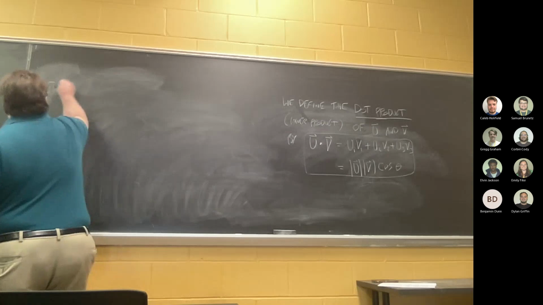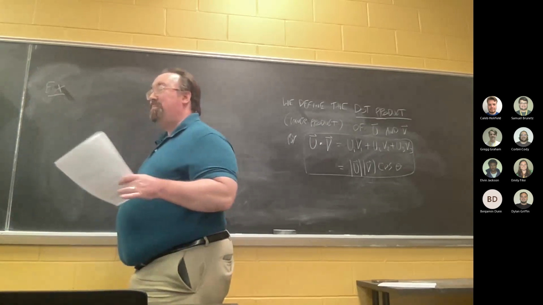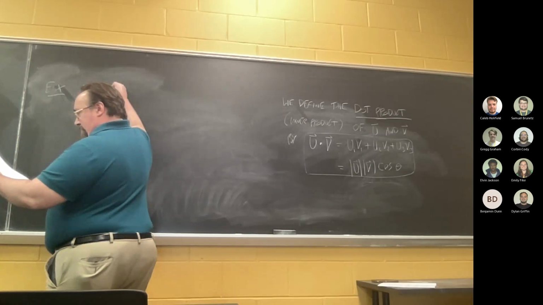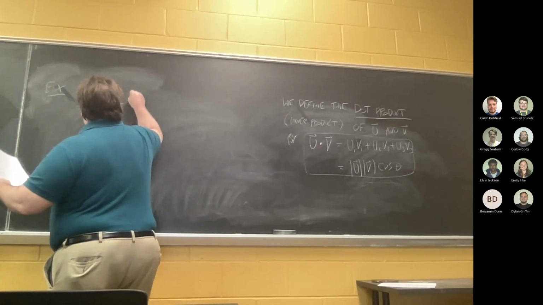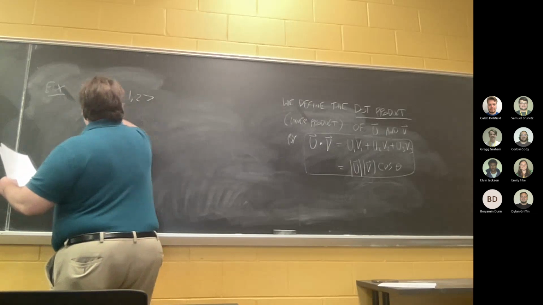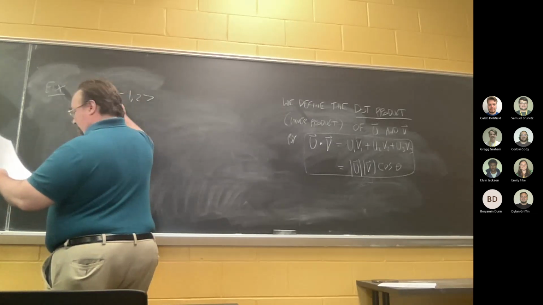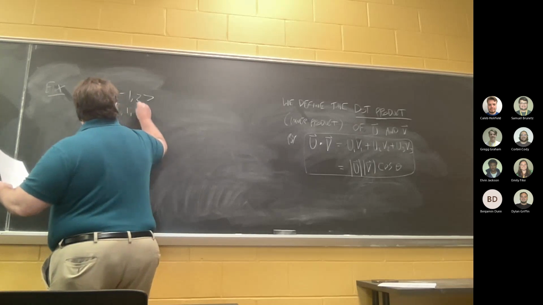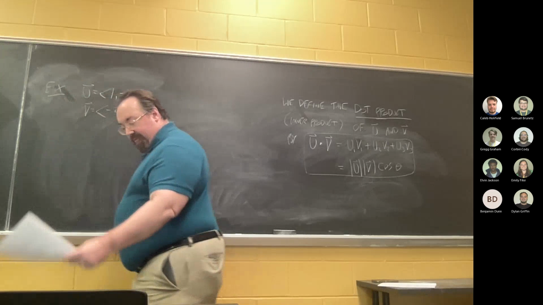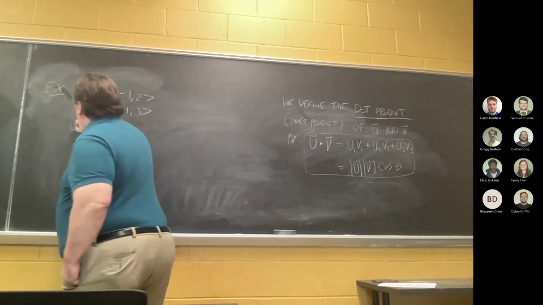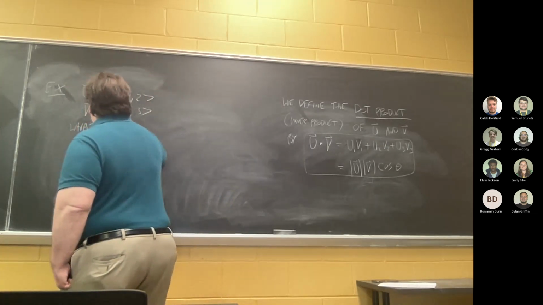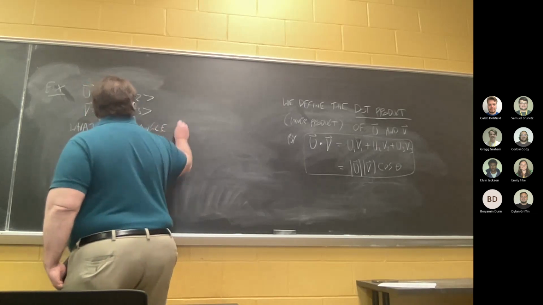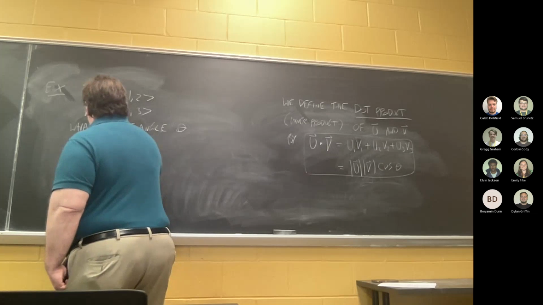Okay, so that's an example. This is a typical dot product problem. Given u is a vector in 3 dimensions, 1, -1, 2, and v has components -2, 1, 3, what is the angle theta between them?